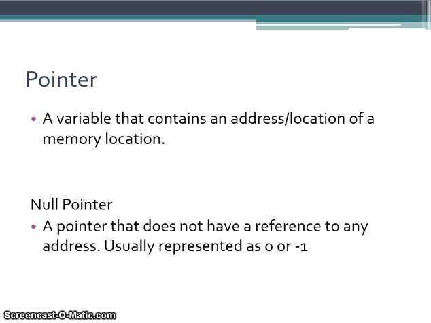As I said, a pointer is a variable that contains an address, or a location of a memory location. We never say a pointer points, because a pointer is just a variable, and this just holds a number, and that number refers to the next memory location. A null pointer, as we mentioned previously, is used at the end of the list to indicate that there are no more values in that list, and this is either represented by a 0 or a 1.